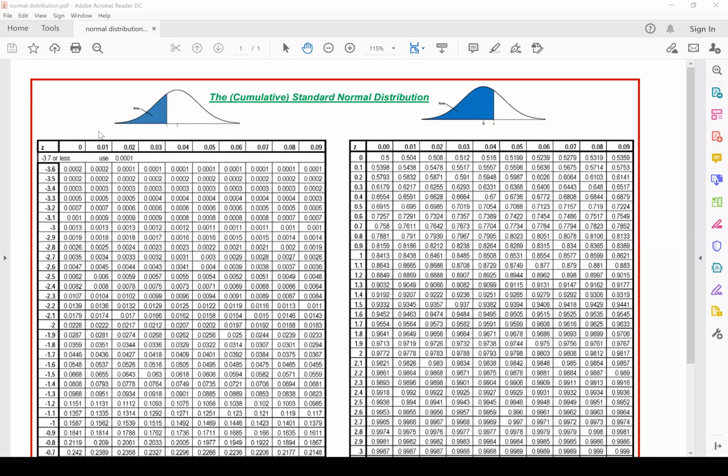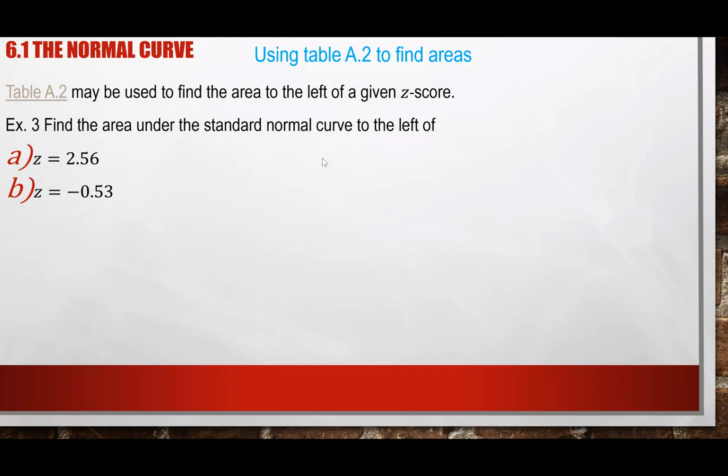If we go back to this problem, they asked us to find the area to the left of this z-score. Before we attack this problem, I want you to do this all the time from here on out: whenever they ask you to find this area, or the probability, or the proportion, sketch your standard normal, right? It doesn't have to be perfect. If you sketch it, you can see whether you're looking for the area to the left.